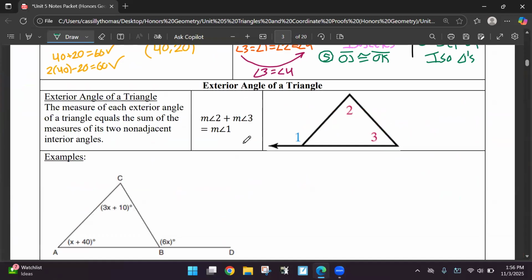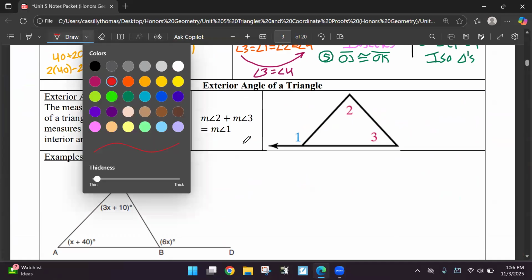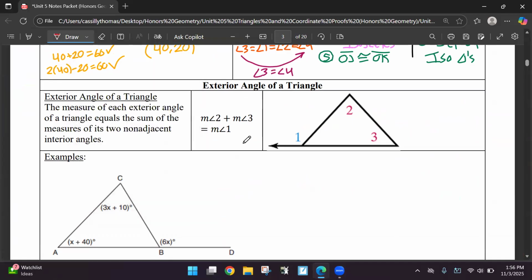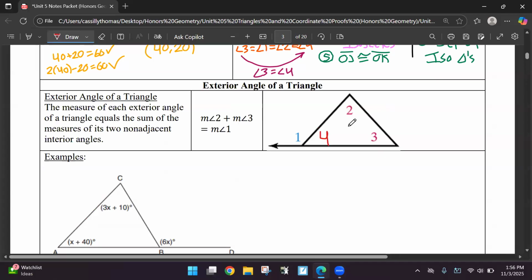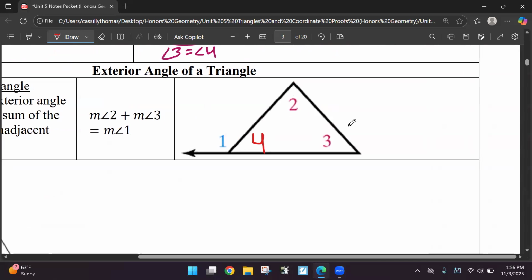All right. Let's see here. Next one. The exterior angle of a triangle. This theorem says the measure of each exterior angle of a triangle equals the sum of the measure of the two non-adjacent interior angles. We could prove this one. So why don't we call this angle 4? All right. So I'm going to prove this without words.